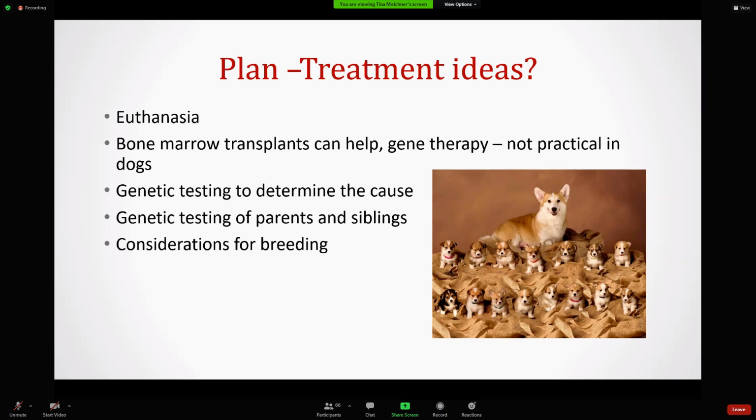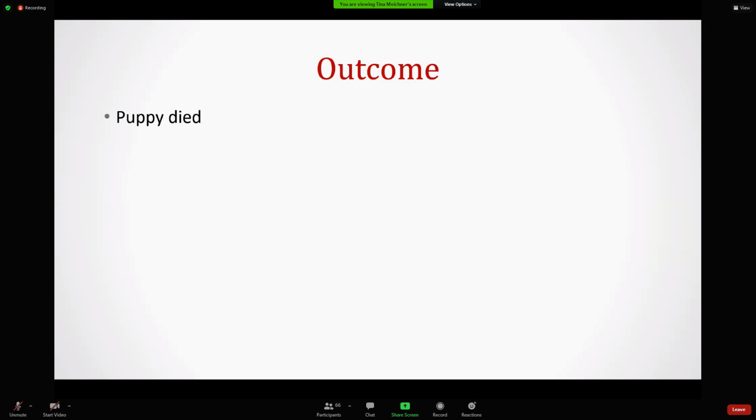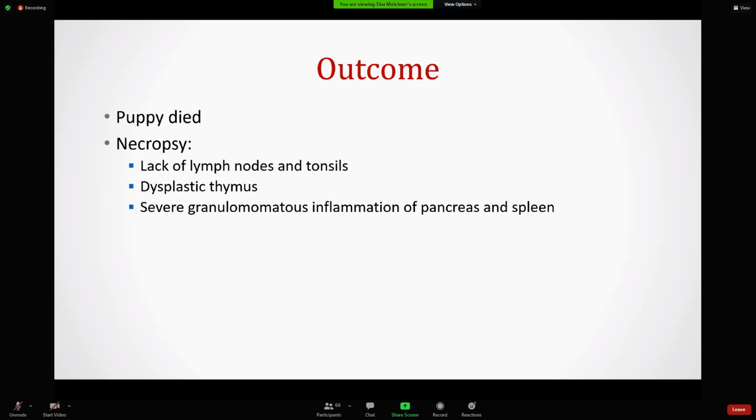So let's see what happened to our puppy. He unfortunately died. However, it helped in a sense that we could get a little bit more information because we were able to do a necropsy. On necropsy, we still couldn't find any lymph nodes and also no tonsils, which do the same job as lymph nodes do. The thymus looked dysplastic and very, very small. There were also some foci of inflammation in some organs, like the pancreas and the spleen, which could have been secondary because of the severe immunodeficiency that the dog had.